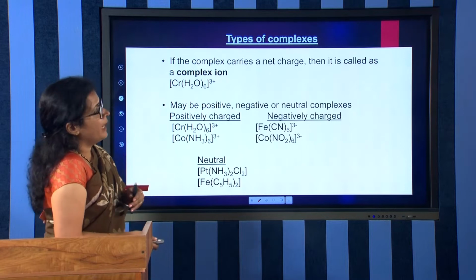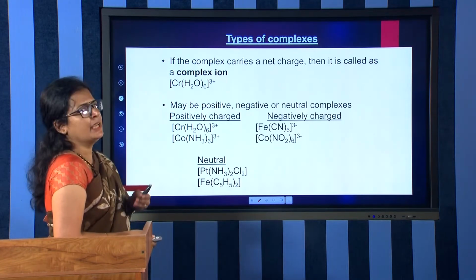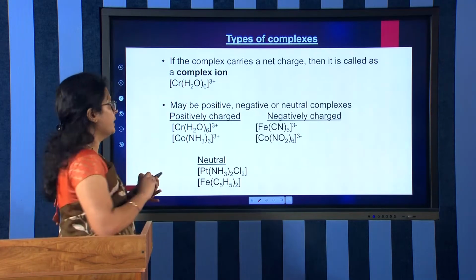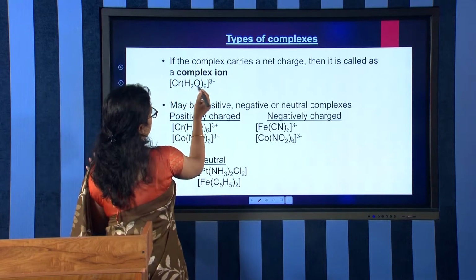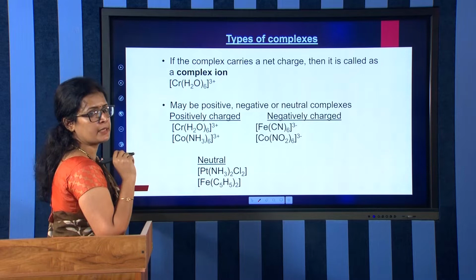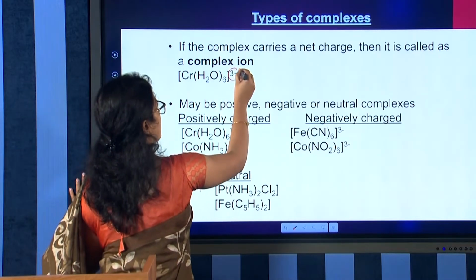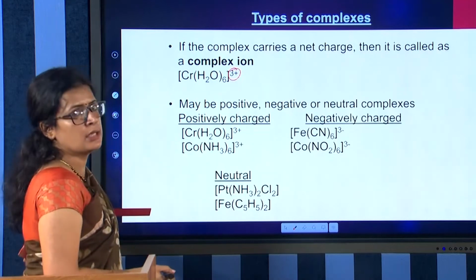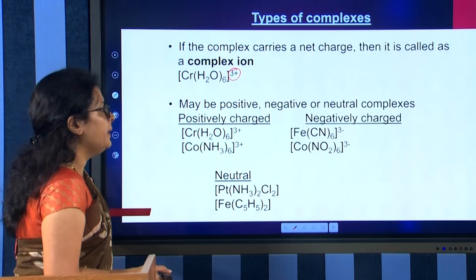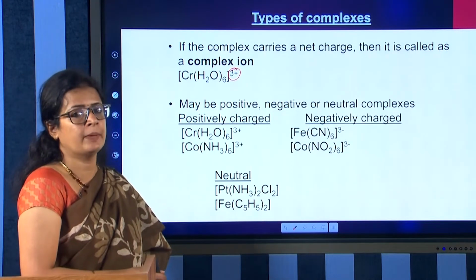And likewise, we have different types of complexes also. If a complex carries a net charge, then it is called a complex ion. See the example here, [Cr(H2O)6]3+, the whole thing is an example of a complex ion. It is carrying a charge of 3+, that is why it is called a complex ion. And this complex ion may be positively charged, negatively charged, or a neutral complex.